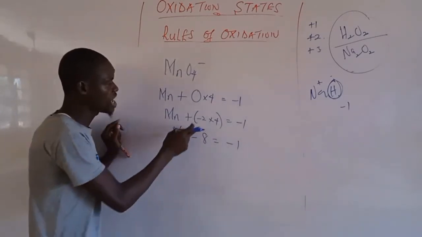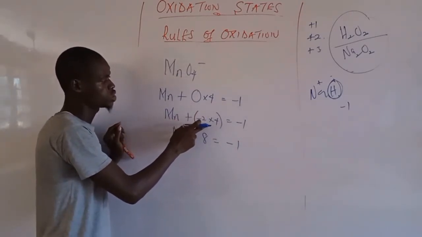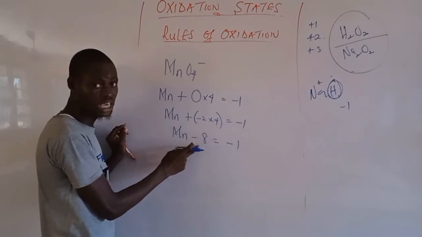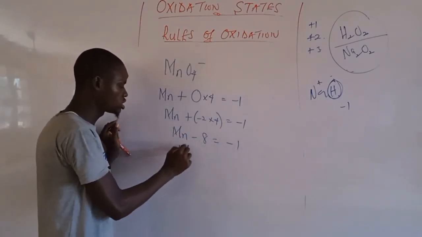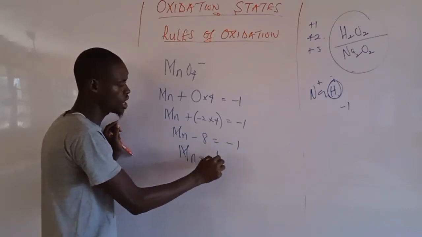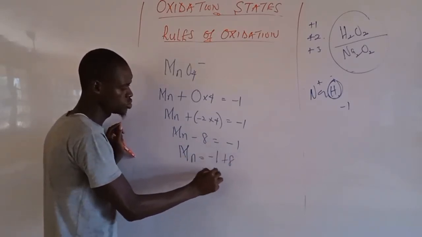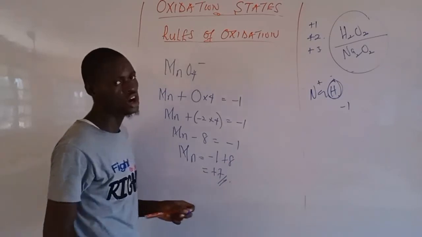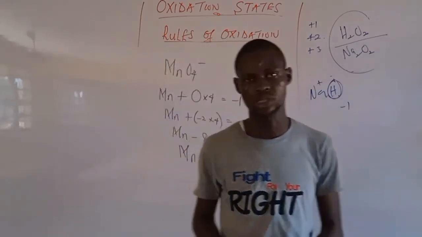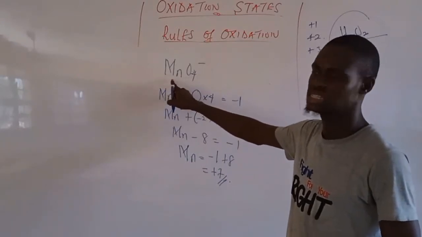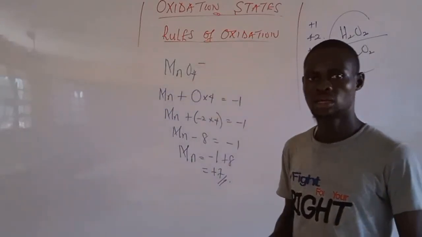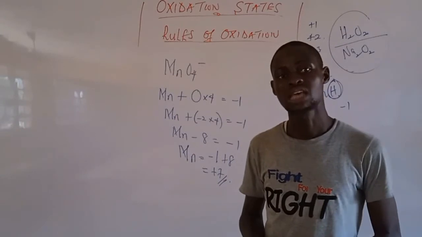Now, if you find this, I'll have minus 2 times 4, that is minus 8. Mn minus 8 equals minus 1. We have Mn equals minus 1 plus 8, which is equal to plus 7. The oxidation state of manganese in this compound is plus 7. This compound is pronounced as tetraoxo manganate 7.